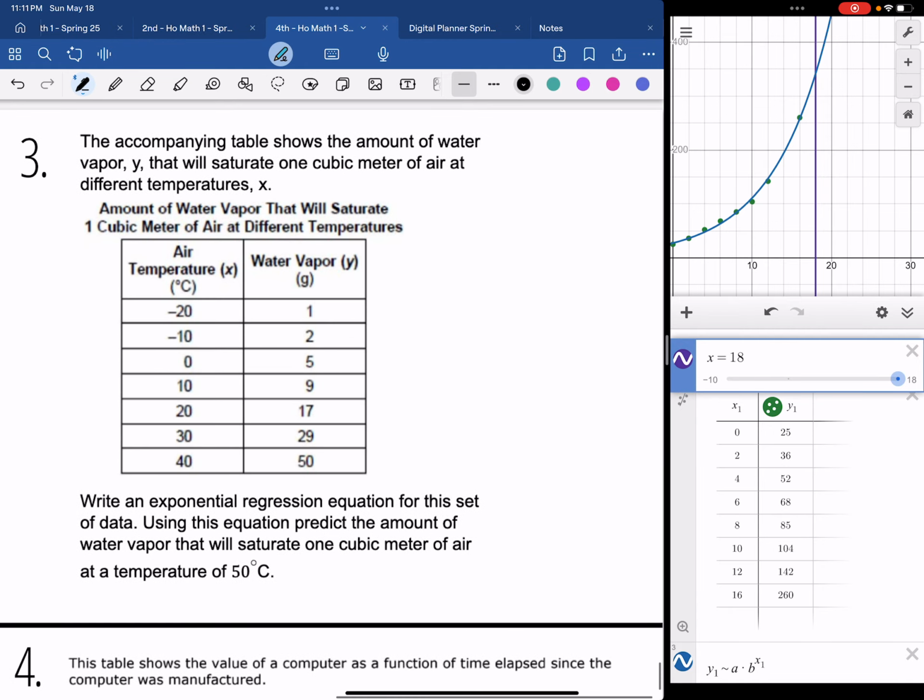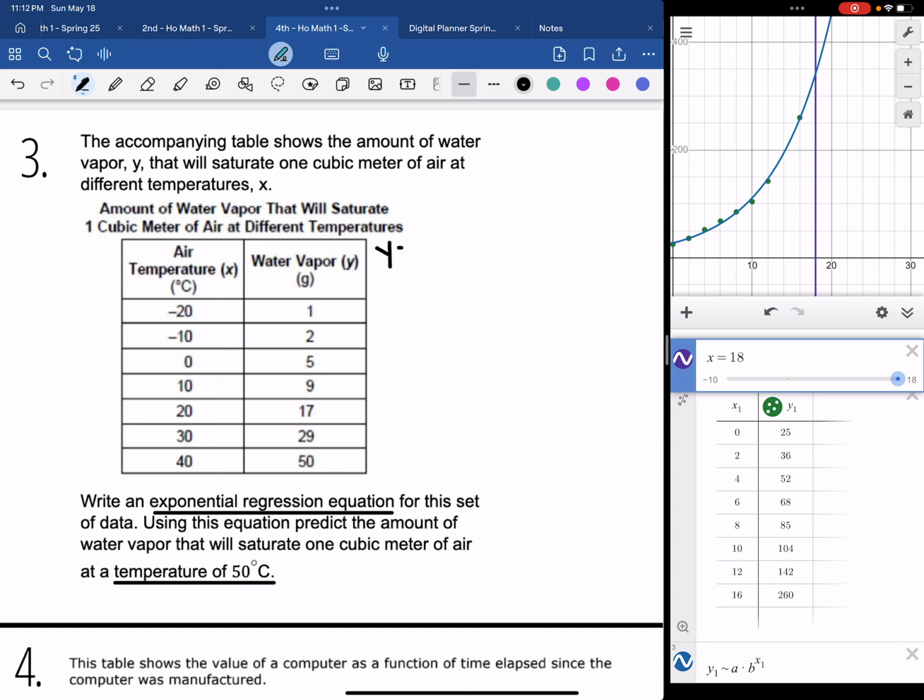All right, so for the next one, it says the accompanying table shows the amount of water vapor Y that will saturate 1 cubic meter of air in different temperatures. So depending on the temperature, depends on how much water is being evaporated. So they want us to write an exponential regression equation, and then they want us to predict how much water will be saturated at a temperature of 50 degrees Celsius.